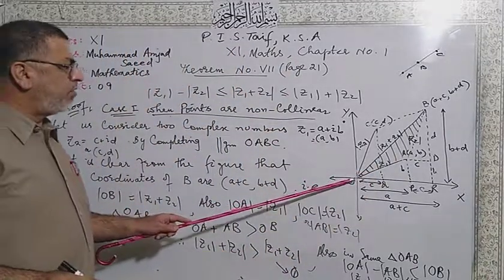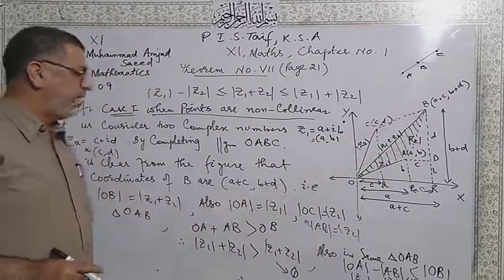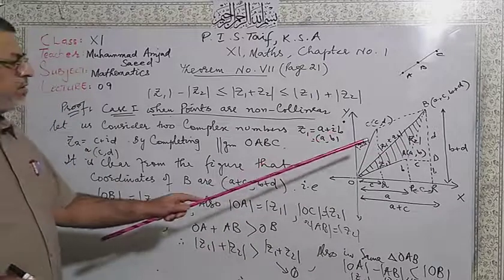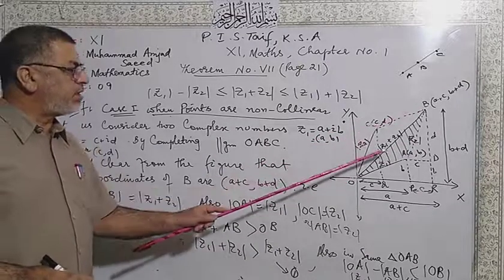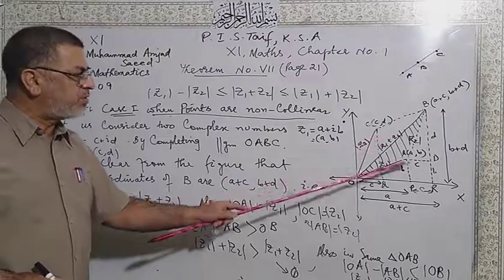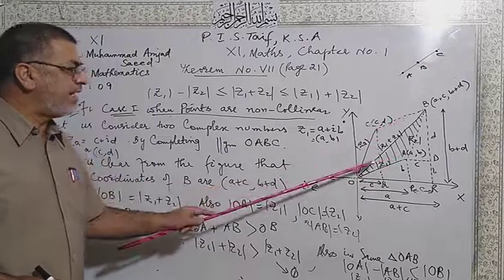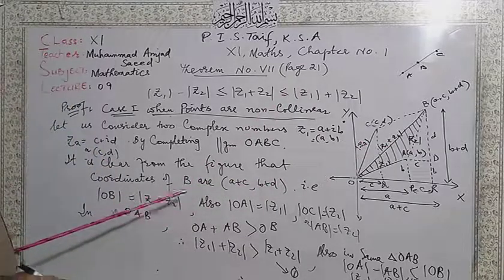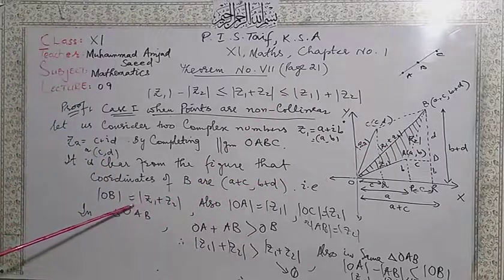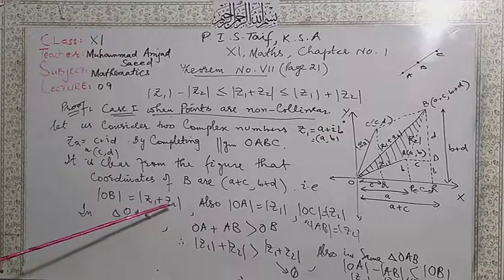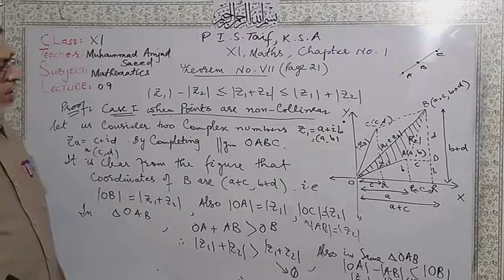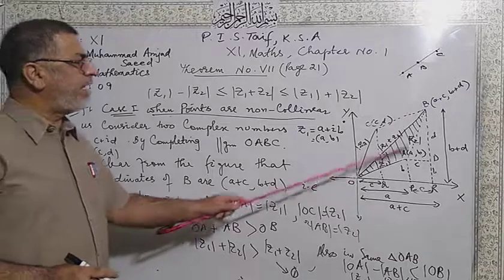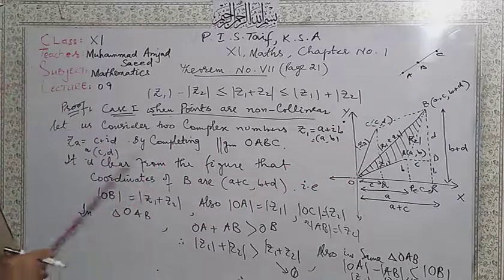In triangle OAB, OB is equal to |Z1| + |Z2|. This is the resultant. So |Z1| + |Z2| is equal to this one. So here we can have |OB| is equal to |Z1 + Z2|. After that, in triangle OAB, we have the rule.